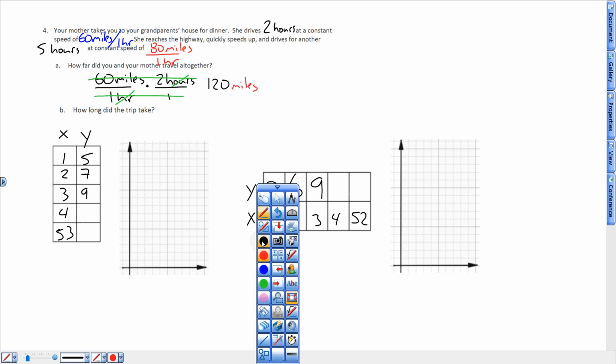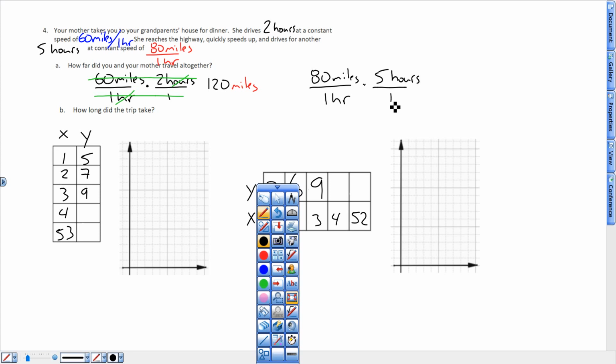5 hours at 80 miles per hour. So this one is 80 miles for every 1 hour times that certain out 5 hours.